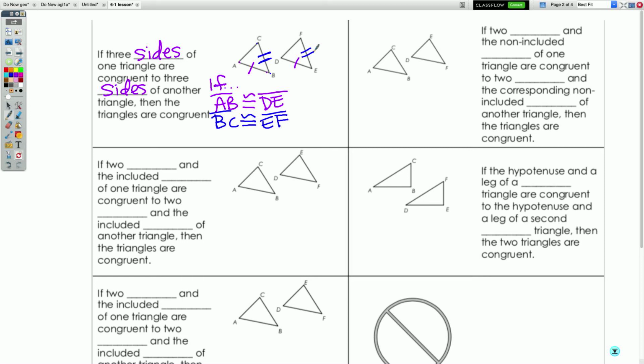And my third side, how many dashes am I going to use? 3. Very good. So my last set is going to be AC and what? DF.